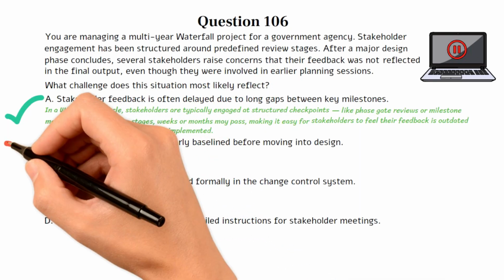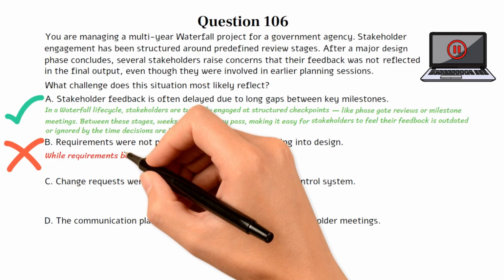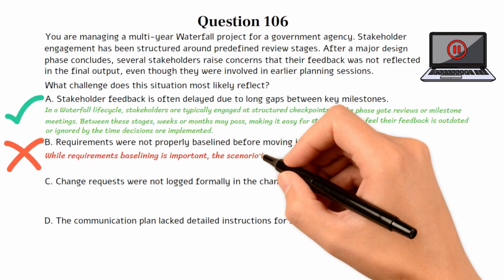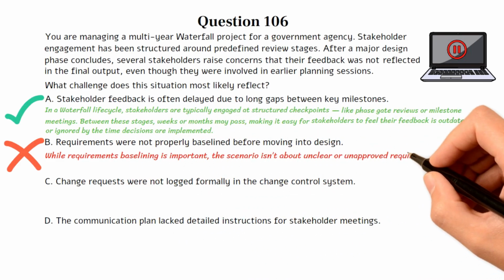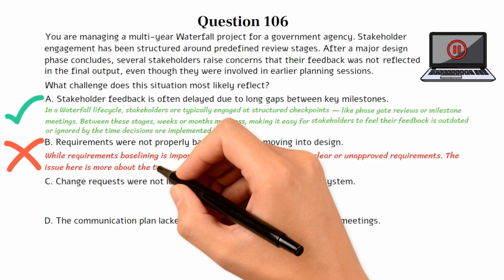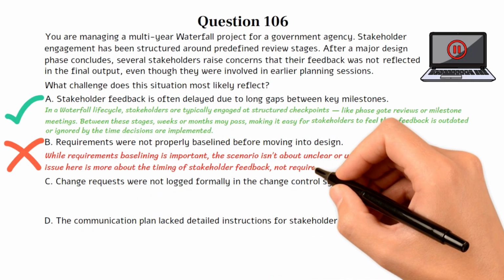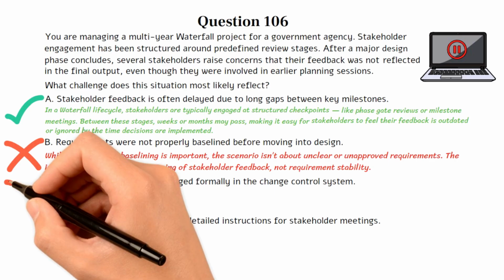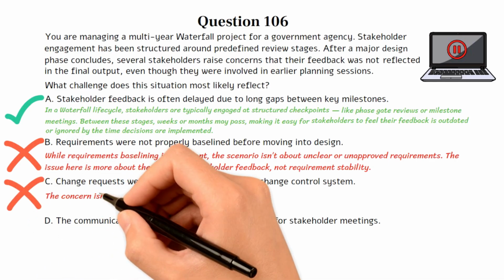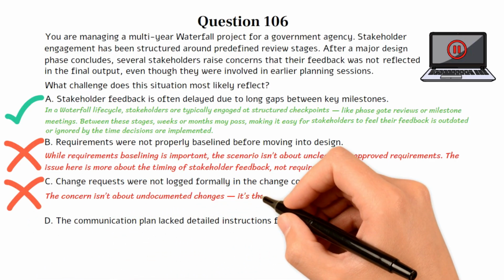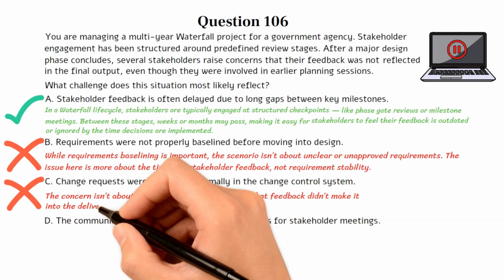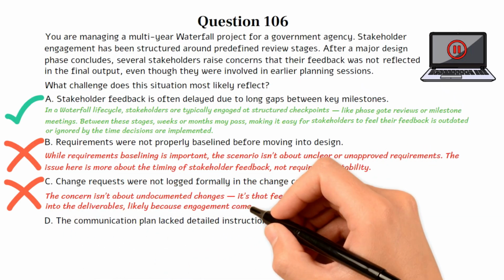Choice B is incorrect. While requirements baselining is important, the scenario isn't about unclear or unapproved requirements. The issue here is more about the timing of stakeholder feedback, not requirement stability. Choice C is incorrect. The concern isn't about undocumented changes, it's that feedback didn't make it into the deliverables, likely because engagement came too late.